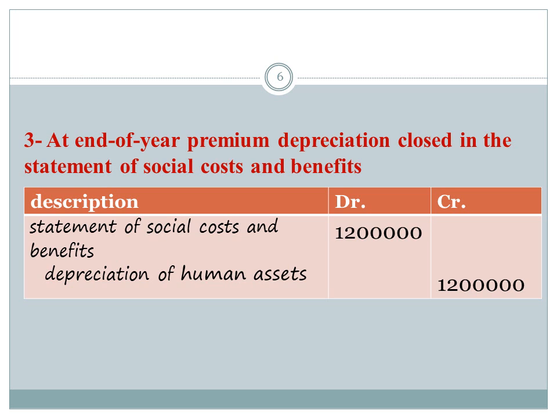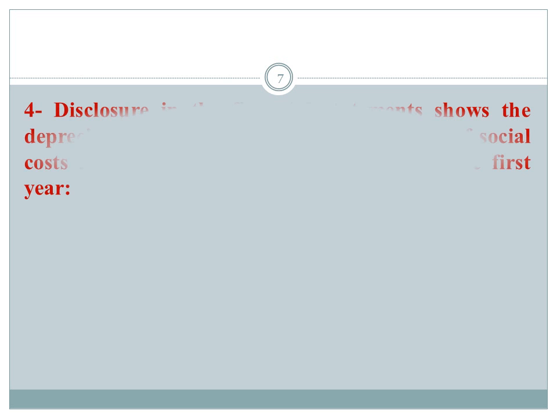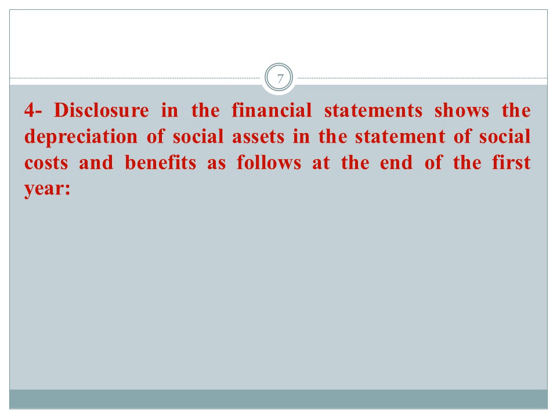In the debit side, we will put statement of social costs and benefits, because the expense of depreciation will lead to a decrease in our profit. So statement of social costs and benefits will be in the debit side. Disclosure in the financial statements shows the depreciation of social assets in the statement of social costs and benefits as follows.